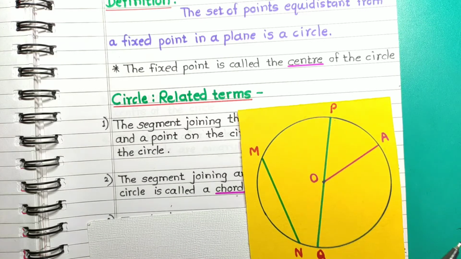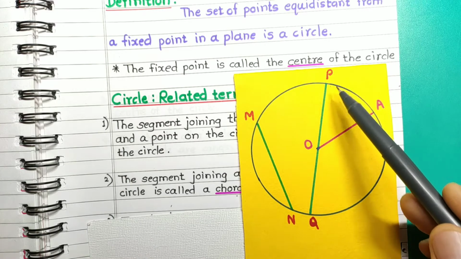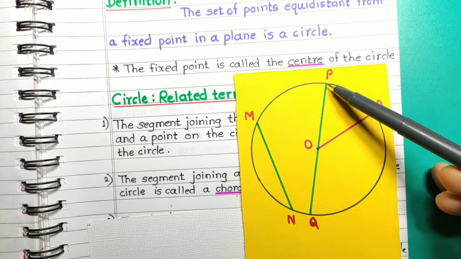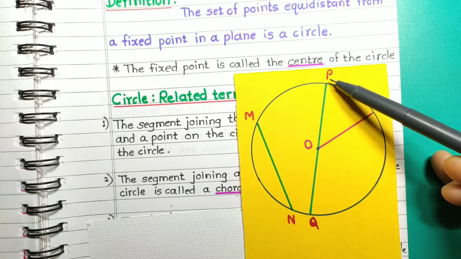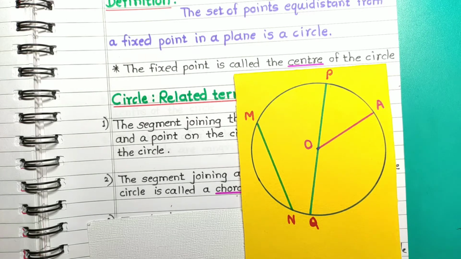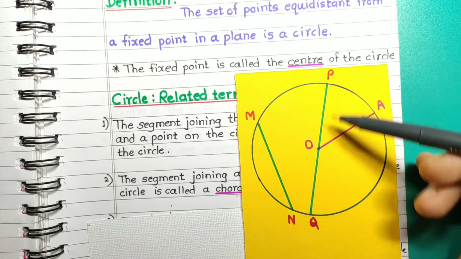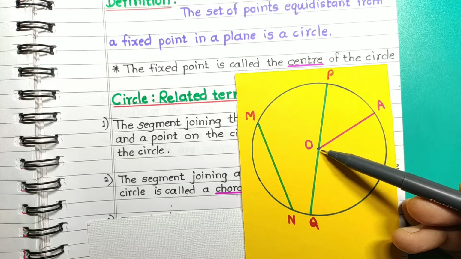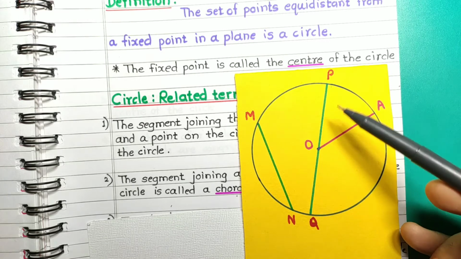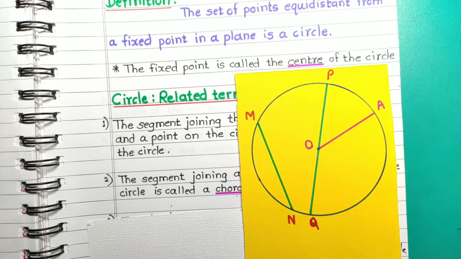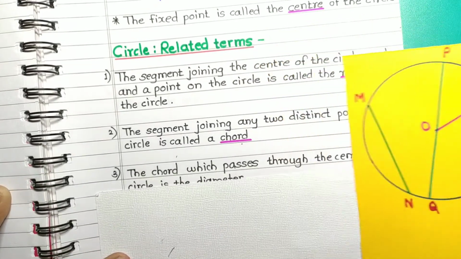See in this figure, again we find point P and Q are two distinct points on the circle, and the segment joining them, that is segment PQ, is also a chord of a circle. And the special thing about this chord is that this chord PQ is passing through center O of a circle, and so in this case this chord is called diameter of circle. So next concept is diameter of a circle.